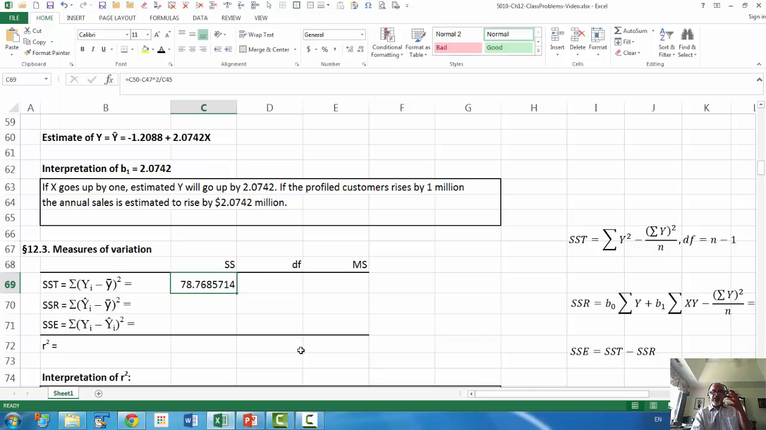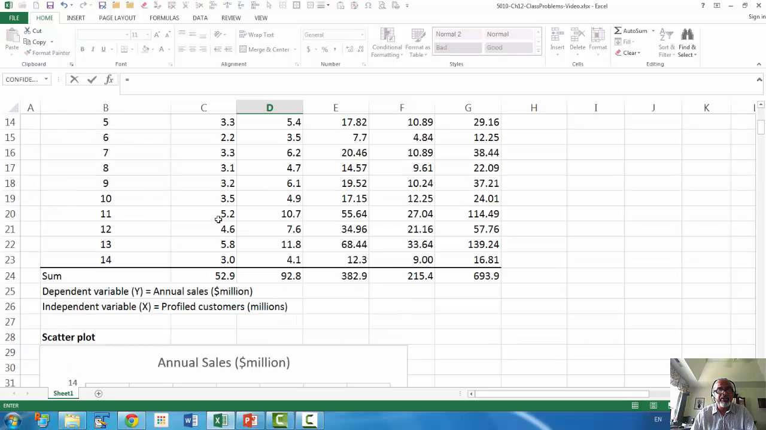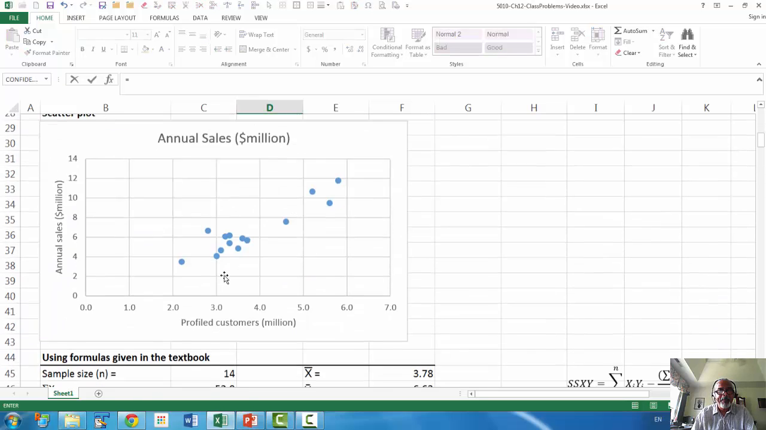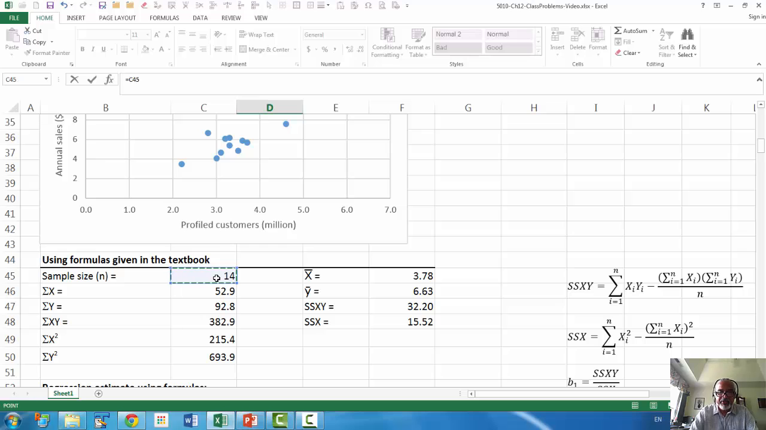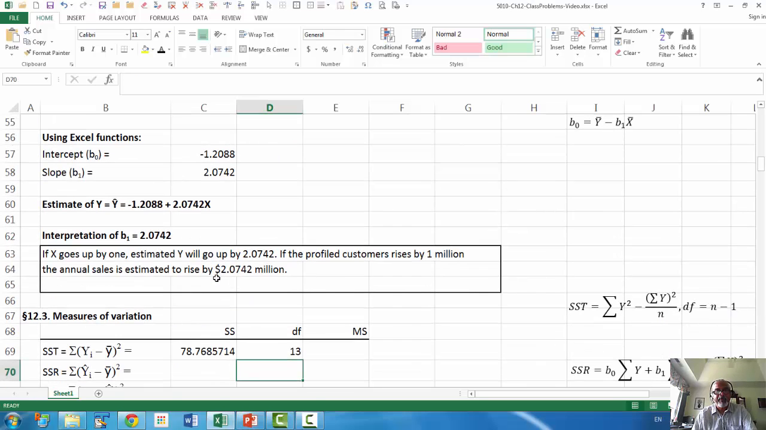That's the estimate of the total variation present in y values, and n minus 1 is the degrees of freedom for that, which is n minus 1, like that.